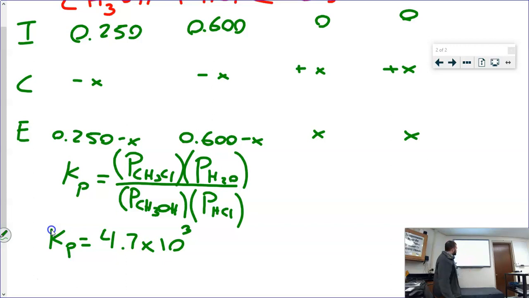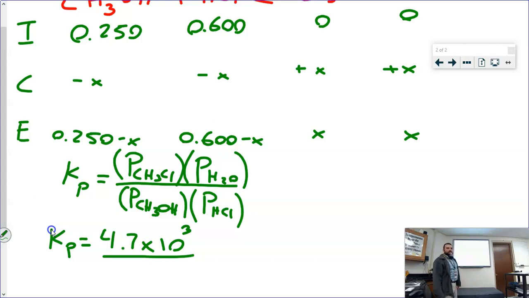So we did this ice table. We set all this up. We could totally set up the algebra too if we wanted to, right? I could totally set this up where I have 4.7 times 10 to the 3 equals x squared over 0.25 minus x multiplied by 0.6 minus x. And then we'd get this whole ugly, nasty quadratic situation, right? Where we've got an x squared term in the top, an x squared term in the bottom. And normally in class when we've done this, we've done an early square root and life is easy. But when our numbers aren't the same, like they aren't on the reactant side, we can't do that. It doesn't work. So we're going to take advantage of this. We're going to take advantage of the fact that K is huge. K is big, meaning products are favored.